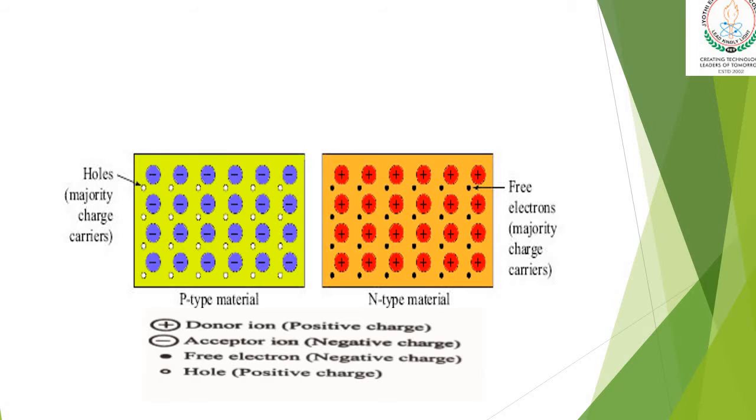In the last video, we learned how you form a P and an N-type material. So I'm just giving you a pictorial diagram of it. You can look into this.